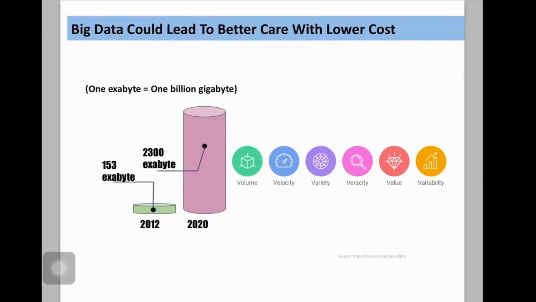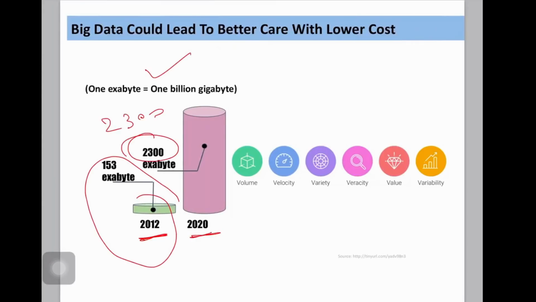But you see the challenge. If you remember our first lectures where we discussed the growing data in healthcare, this was a slide I showed you: in 2012 we had around 153 zettabytes of data. Now, around 2020, we have more than 2300 zettabytes of data, where 1 zettabyte is equal to 1 billion gigabytes.